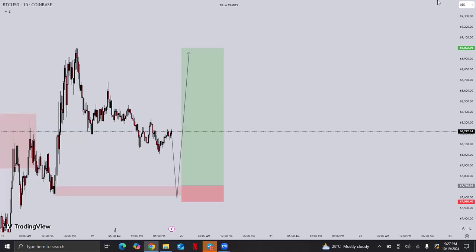Another question is the difference between the ABC pattern and Quasimodo and how to identify them on charts. I still find it difficult to identify. Okay, here's the difference.